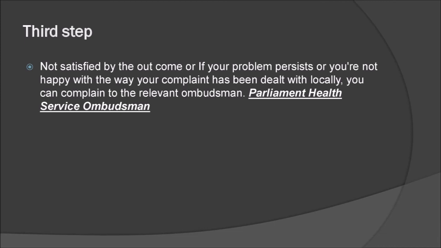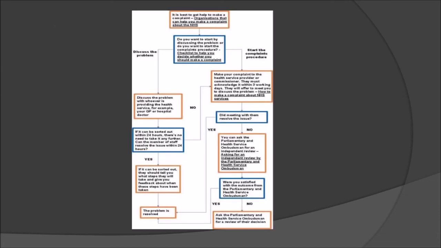Last step for complaining. If you are not satisfied by the outcome, or if your problem persists, or you are not happy with the way your complaint has been dealt with locally, you can complain to the relevant ombudsman. We call it Parliamentary and Health Service Ombudsman, and this is the last resort for complaining. This diagram will show you the steps of complaining as we stated before.